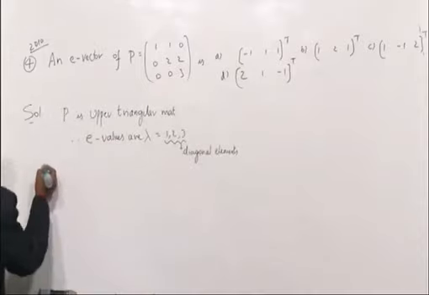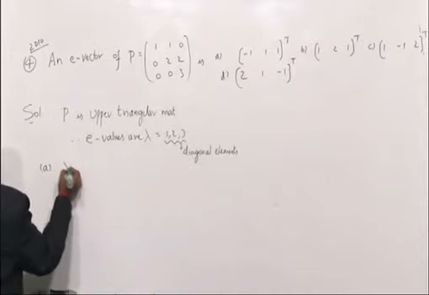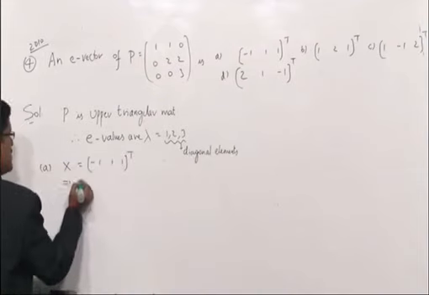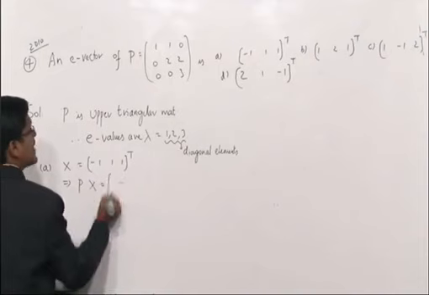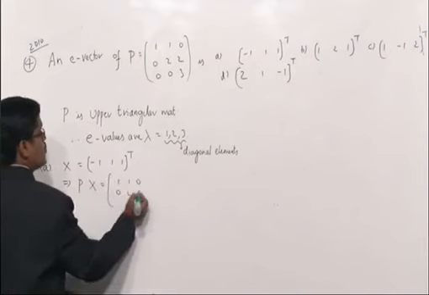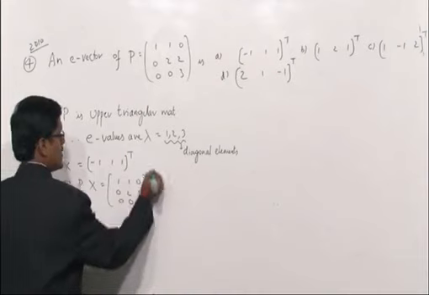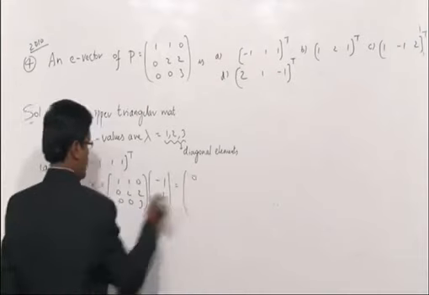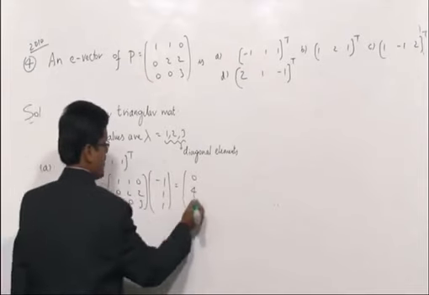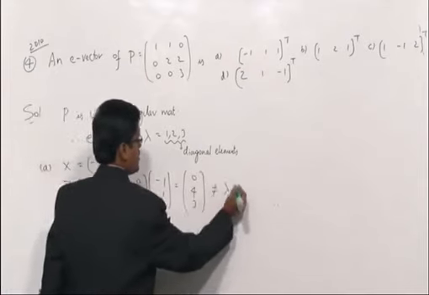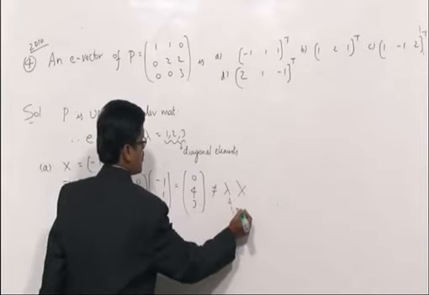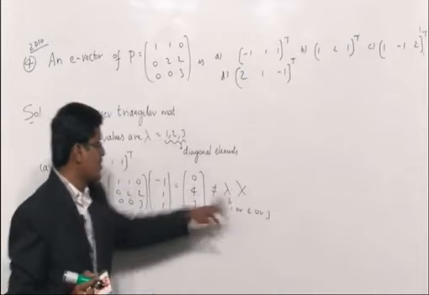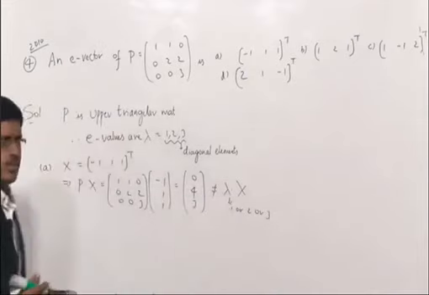Option A. What is x? Minus 1, 1, 1 transpose, which implies P into x. Instead of A, P is given. P matrix 1, 1, 0, 0, 2, 2, 0, 0, 3 into x, that is minus 1, 1, 1. This simplifies to 0, 4, 3, which is not equal to lambda into x. What is this lambda? 1 or 2 or 3. That means this value is not equal to 1 into x or 2 into x or 3 into x, because we got 3 eigenvalues.